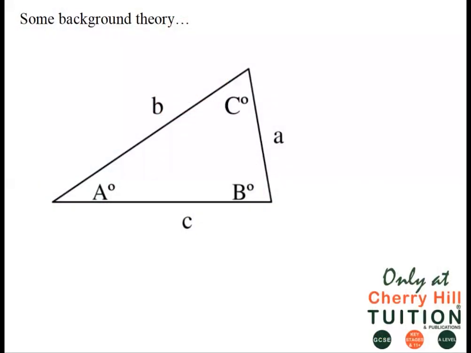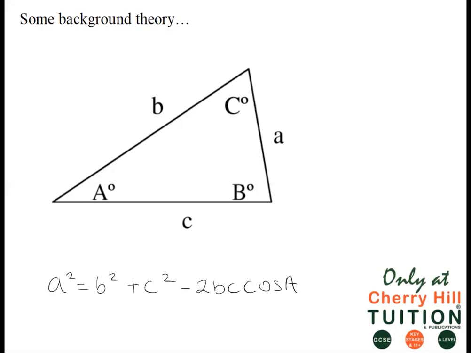So before we get started with the carefully selected questions, let's go over some background theory. Today's tutorial is going to be all about the cosine rule, and the cosine rule is written as a squared is equal to b squared plus c squared minus 2bc cos of A. For example, we can use this to work out unknown angles and unknown sides.